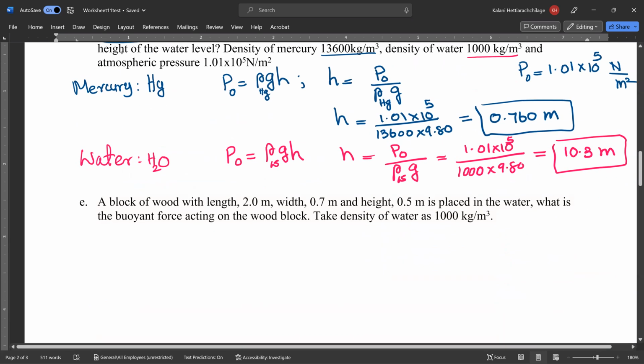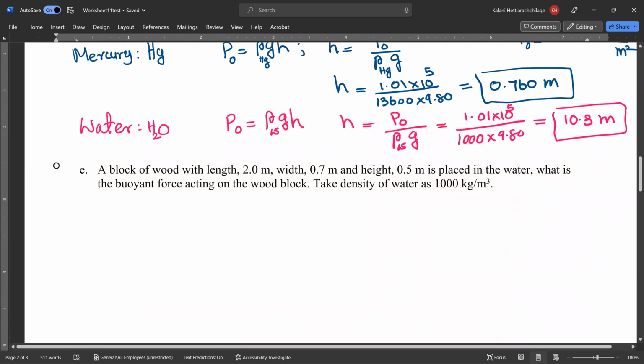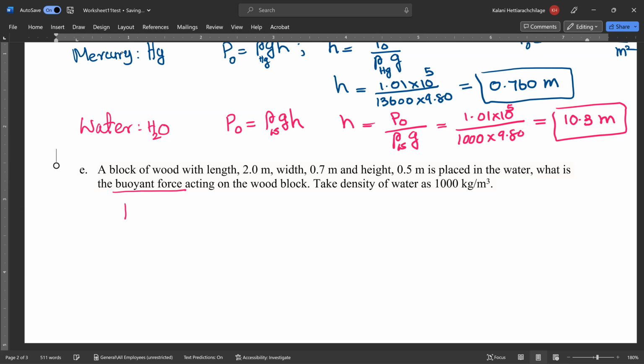Okay, so now let's move into the next question. E. A block of wood with length 2, width 7 and 0.5 height is placed in the water. What is the buoyant force? I want you to understand how you calculate the buoyant force acting on the object. As we discussed in the summary, you remember that the buoyant force we can write by using the mass of the displaced fluid. That information is important, times G. So MF is the mass of the displaced fluid, not the object.